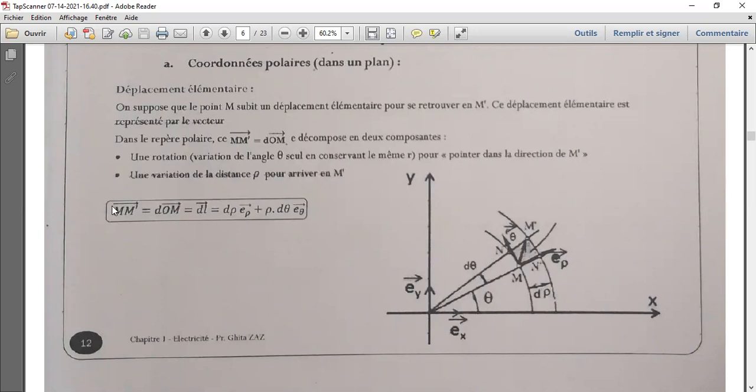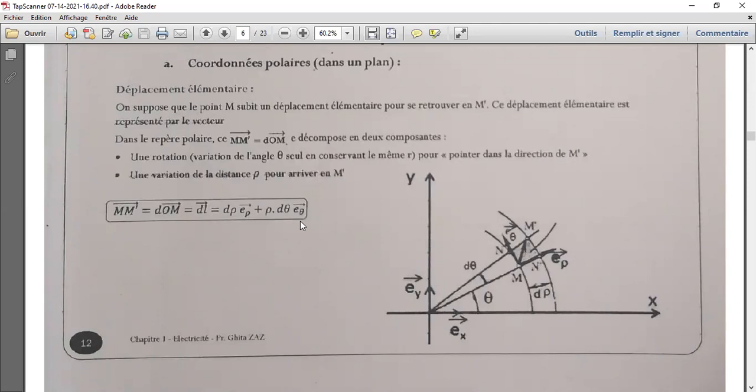So the movement from M prime is equal to d rho e rho plus rho times d theta e theta. So this is where the formula is coming from. This formula actually doesn't really change. It's always the same. And if you're asked how does it come, this is how it comes, and this is how you can derive this formula.